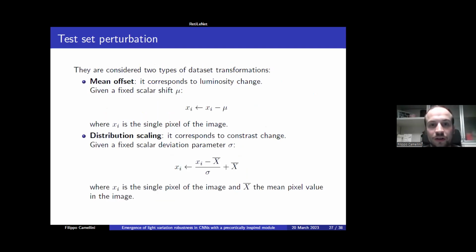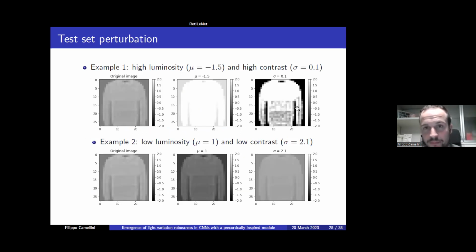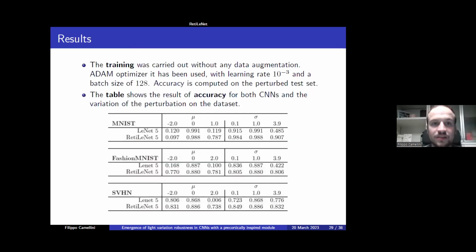And if we look at the two types of perturbation, the authors tried to perturb the dataset with a luminosity change. So they took every pixel and shifted it in order to simulate this luminosity change. And then they performed a contrast change with this transformation for every pixel. So we have here the parameter mu for the luminosity change, and here the parameter sigma for the contrast change. And here there are some examples of this perturbation: the original image plotted in grayscale, and then high luminosity, high contrast, dark, low luminosity, and low contrast. And these are the results of accuracy for three datasets and for both CNNs.